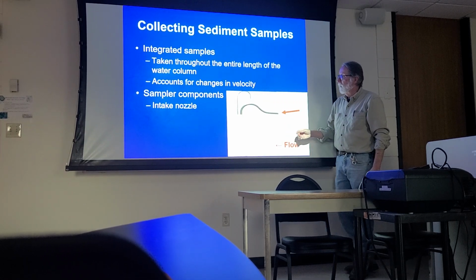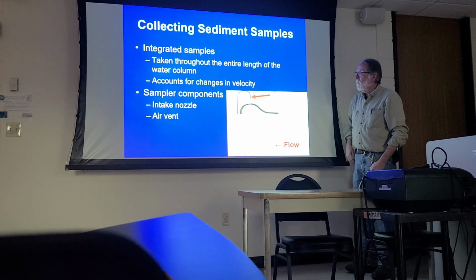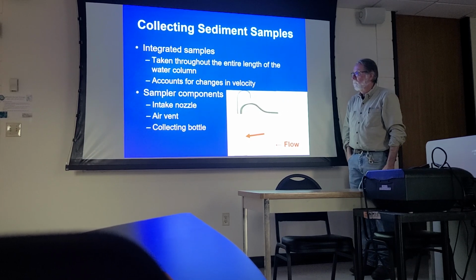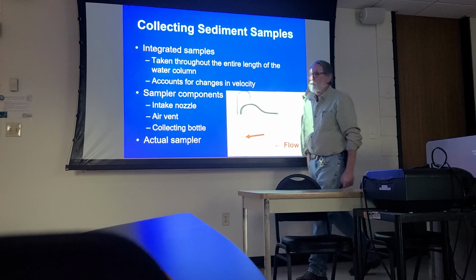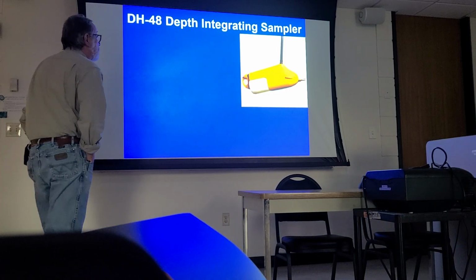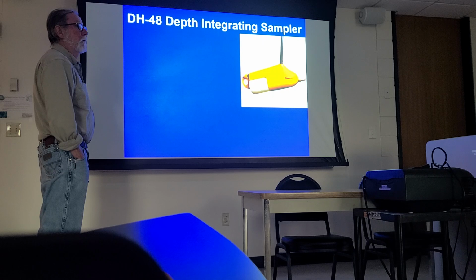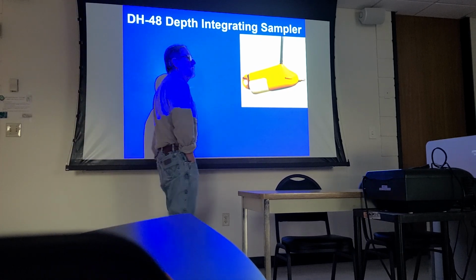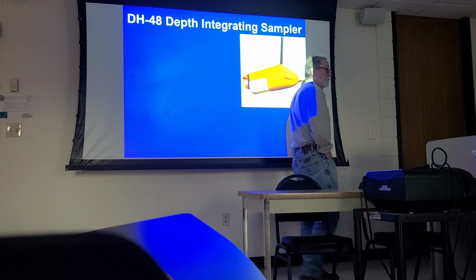So there's the intake nozzle. That's the air vent. And that's the collecting bottle there. Okay. What the actual sample looks like, it's kind of cool. This is one here. This is called D48, for DH-48 sampler. It gets its name, 48, because it was built in 1948, was the first one that was there.